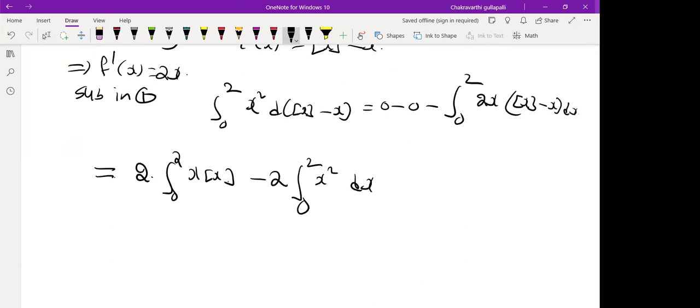Let us do this separately. Minus, minus 2 is plus. The integral from 0 to 1 of x box x. Break it at the integers: 1 to 2 of x box x.